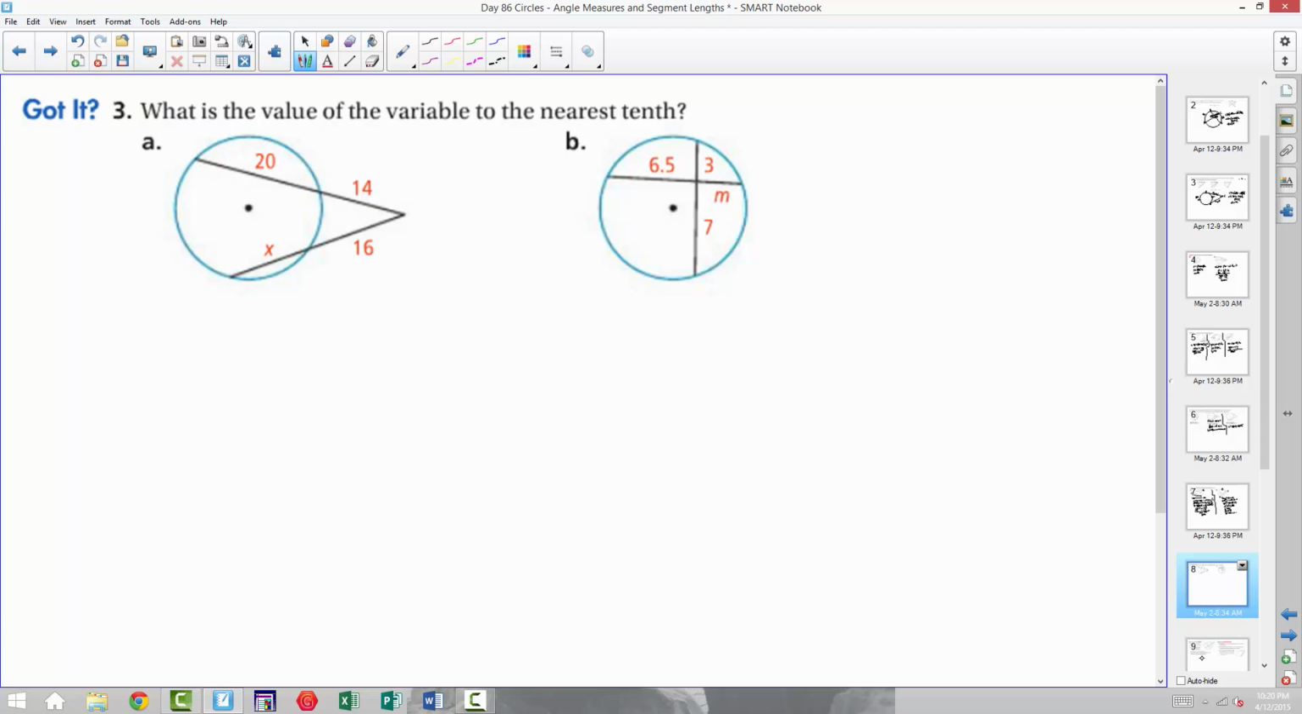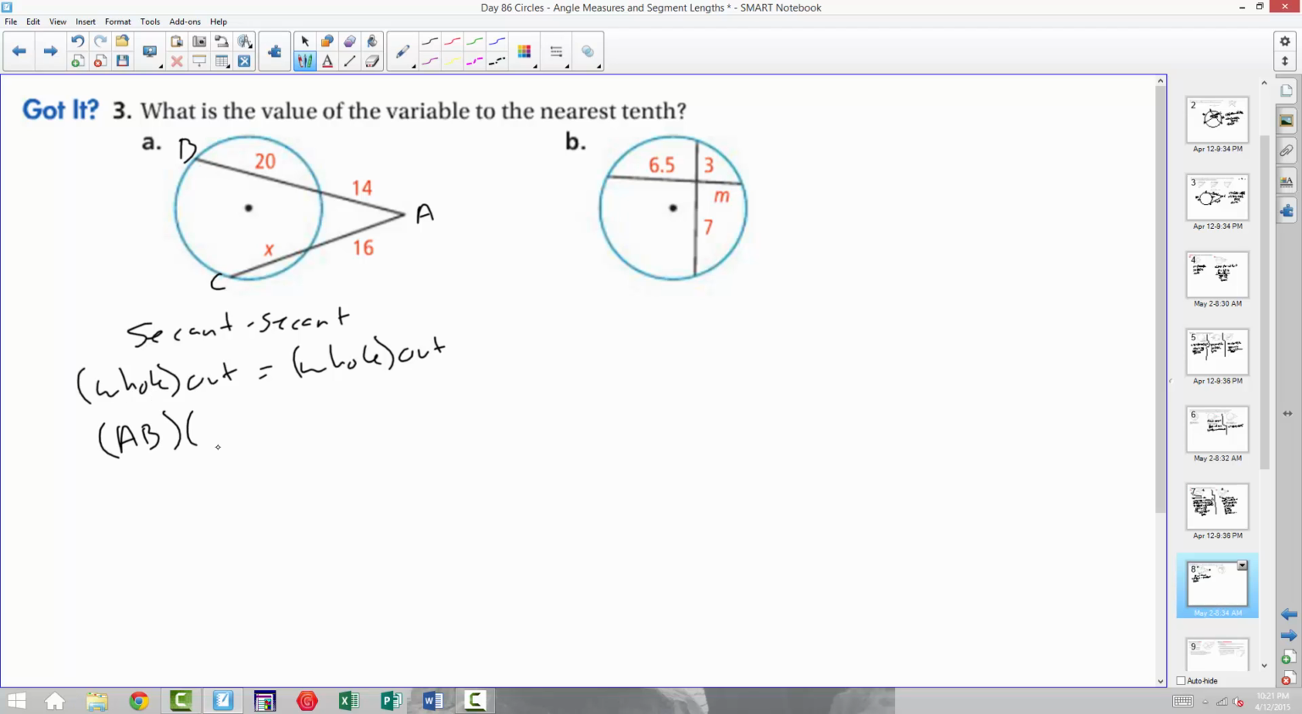Let's do some more examples. Okay, I have a secant rule, which is again the whole of one secant times the outside is equal to the whole of the other secant times the outside. So I'll label A, B, C. So the whole of one secant is AB times the outside of AB. The outside of AB is 14. The whole of the other secant is AC times the outside part of AC, which is 16.